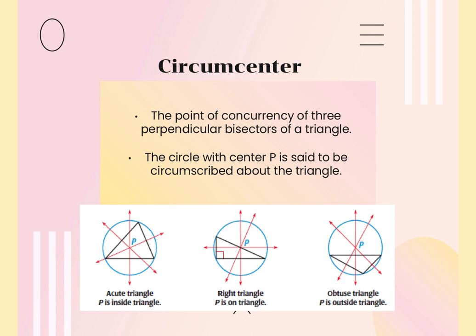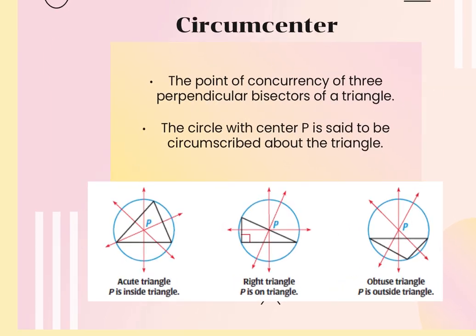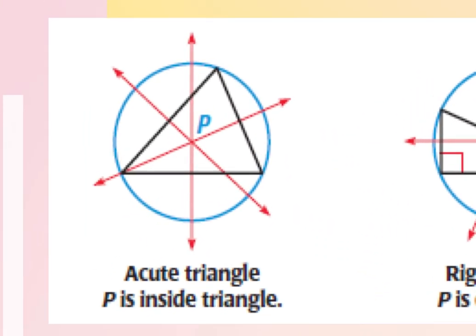The circumcenter is the point of concurrency of the 3 perpendicular bisectors of a triangle. So each side of the triangle has a perpendicular bisector. If we look at this first one, the black is obviously the triangle. If I were to measure and find the perpendicular bisector of each side, this would be in 2 parts.